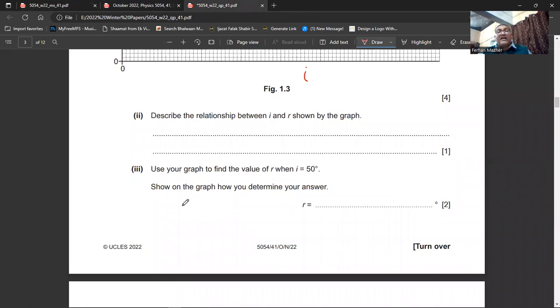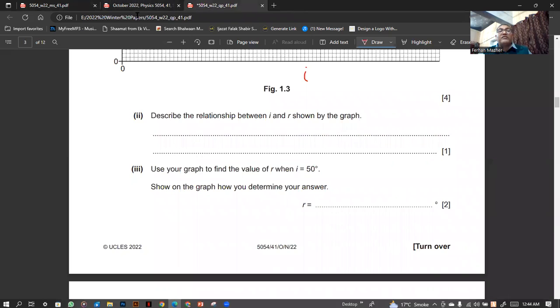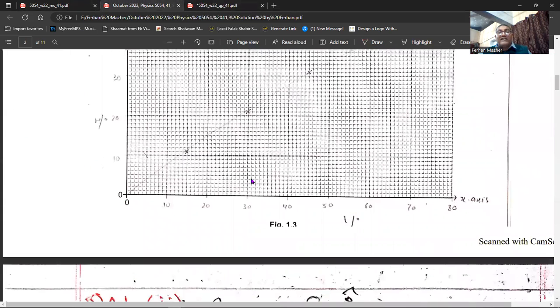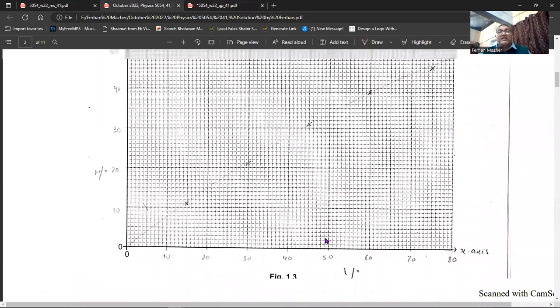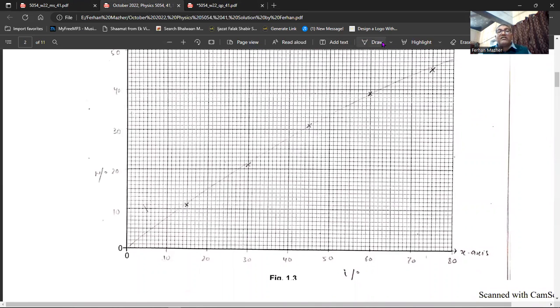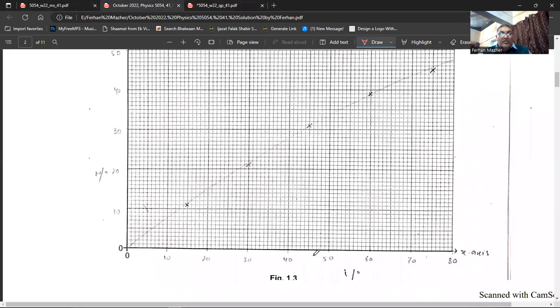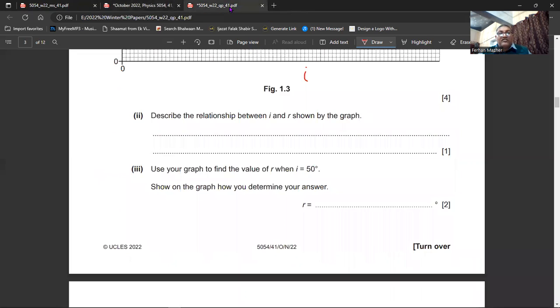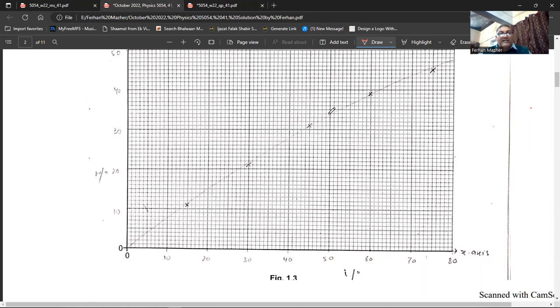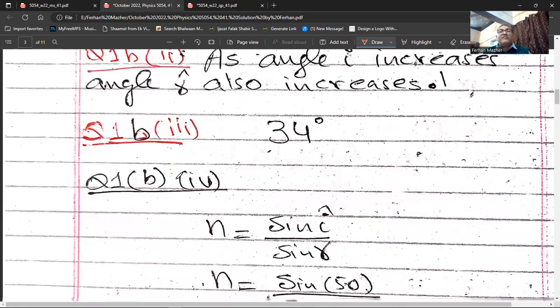Use your graph to find the value of the R when the I is 50. Show on the graph how you determine your answer. So when the I is 50, this is the value. I hope this is the question. So what is the value here? That is 31, 32, 33, 34. Yeah, the value of the R will be 34.